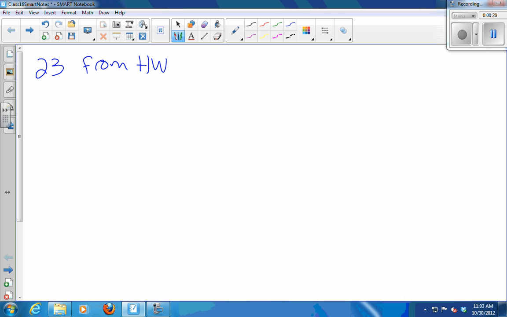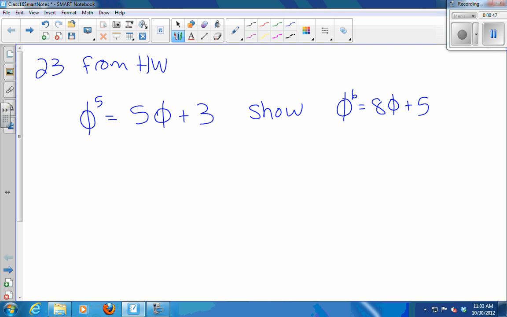Okay, so we have phi to the fifth is equal to 5 phi plus 3. And we're supposed to use that fact to show that phi to the sixth equals 8 phi plus 5. Then part B. Let's do them both, because I think this is a little tricky also. So part A, I want to figure out what phi to the sixth equals.